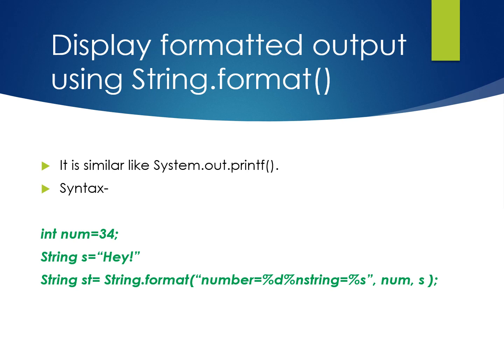If we take an example like that, there are two types of data, an integer and a string. The values are placed in the output in the same order as the formats appear. So here the output will be number = 34, and string in the next line = hey.